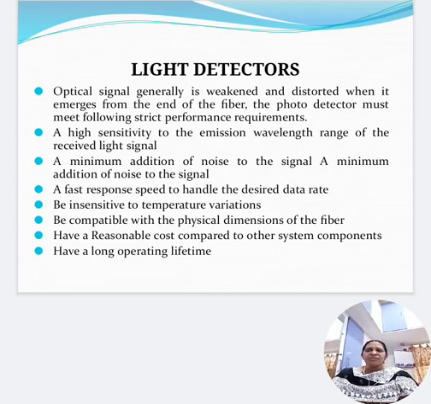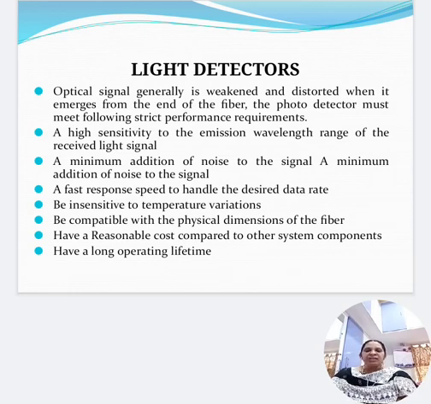Then a fast response speed to handle the desired data rate. Then it must be insensitive to temperature variations. It must be compatible with the physical dimensions of the fiber. And it should have a reasonable cost compared to the other system components and have a long operating lifetime. These are the basic performance requirements of any light detector.